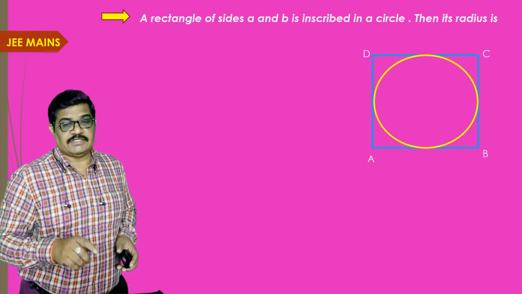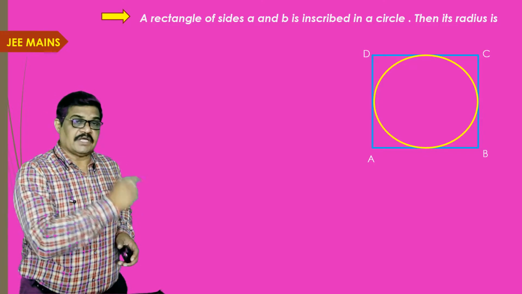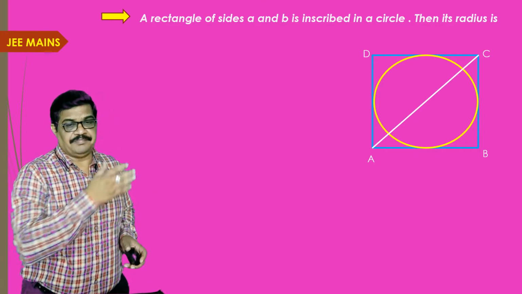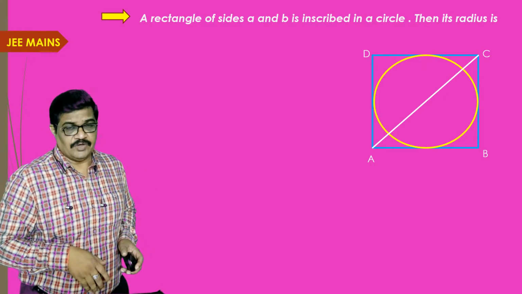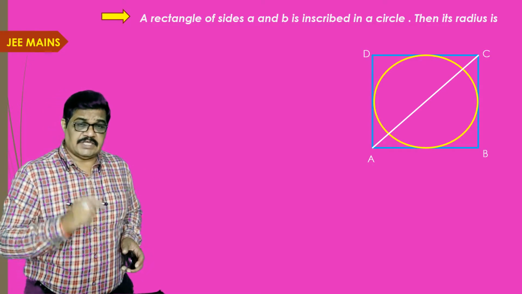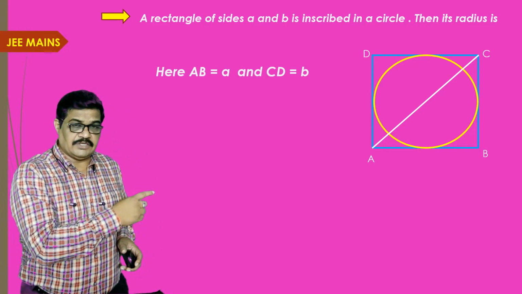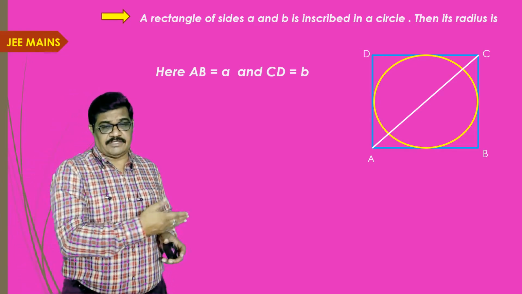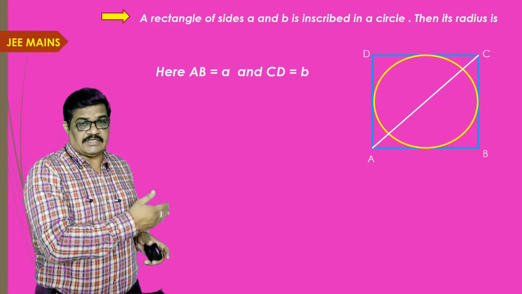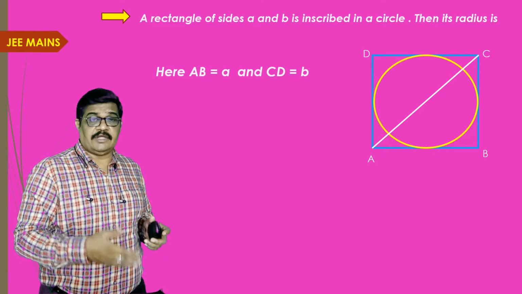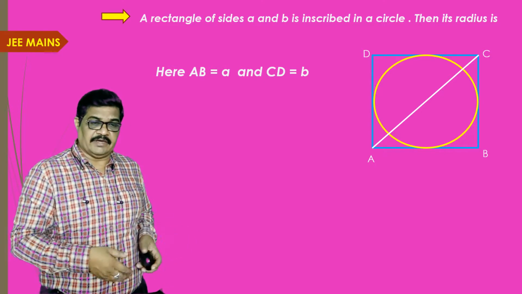So here ABCD is the rectangle, and the circle is inscribed in the rectangle. Now we have to find the radius of the circle. Here AC is the diagonal. AB is one side, small a, and CD is another side, small b. These are the sides of the rectangle that are given.